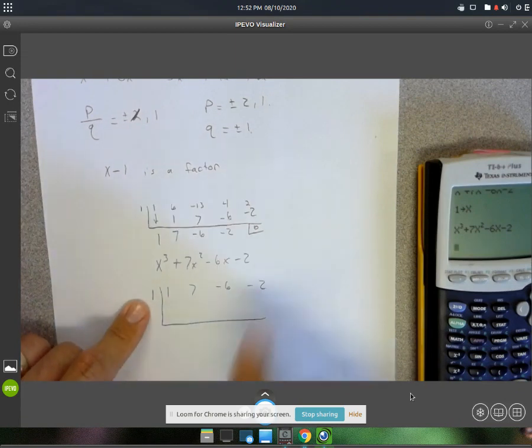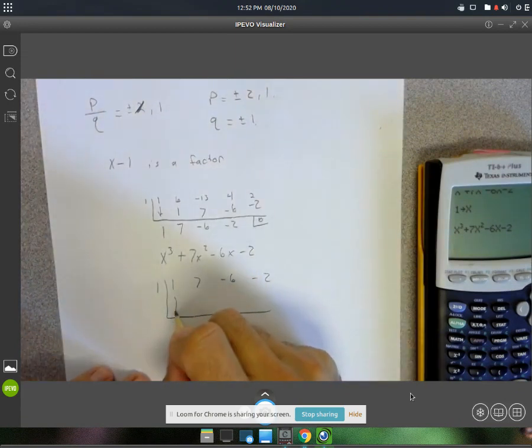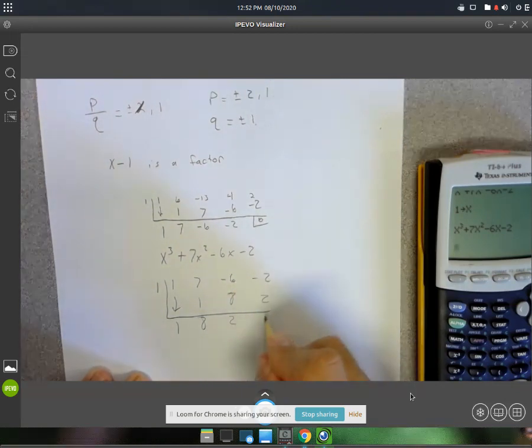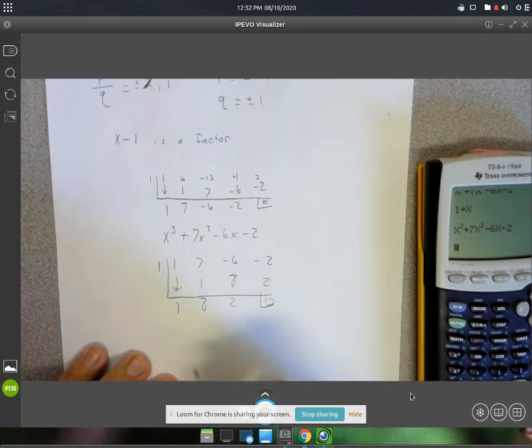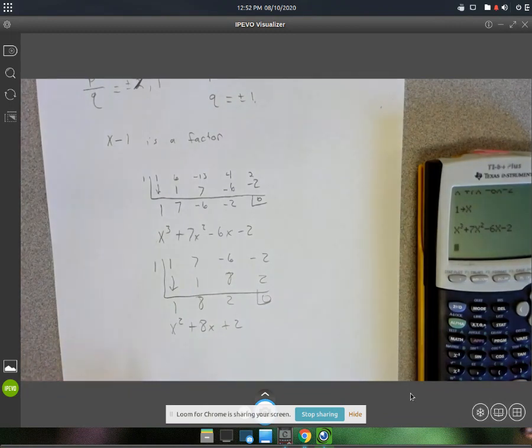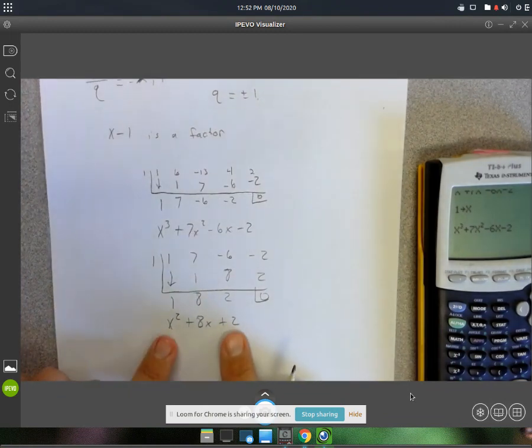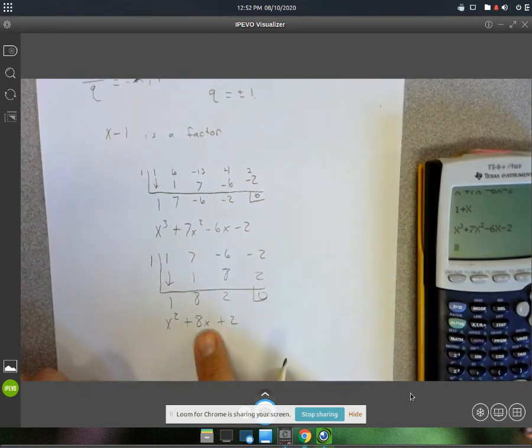All right. So let's do the synthetic division. We get a 1. 1 times 1 is 1. This is 8. Add those, you get a 2. Multiply those, you get a 2. 0. So your new polynomial is x squared plus 8x plus 2. Now, we know how to factor these. There's no factors of 2 that add up to give us 8. So this will not factor.